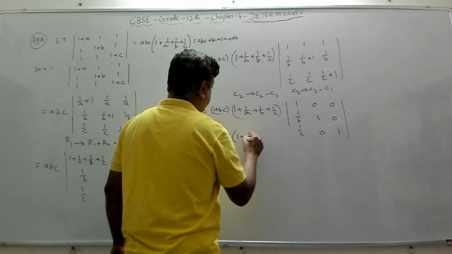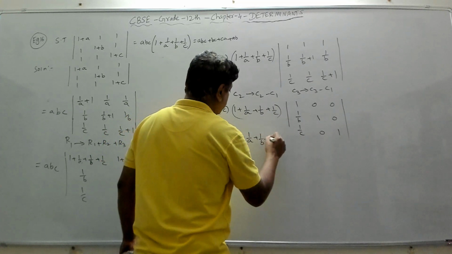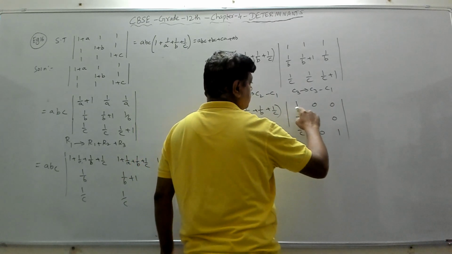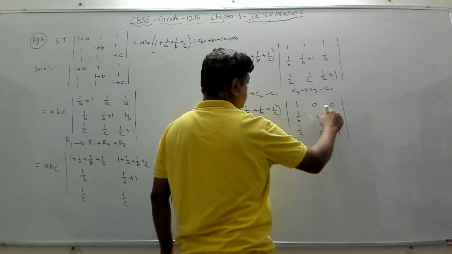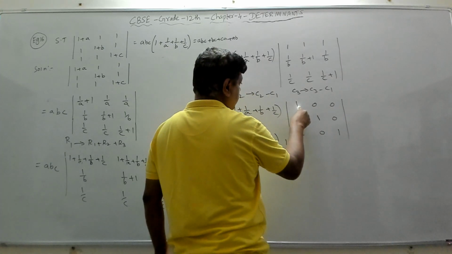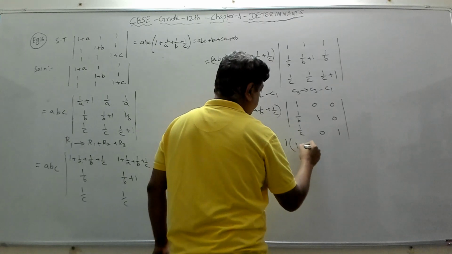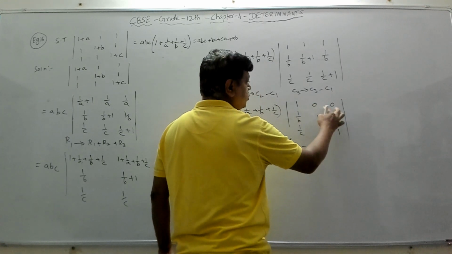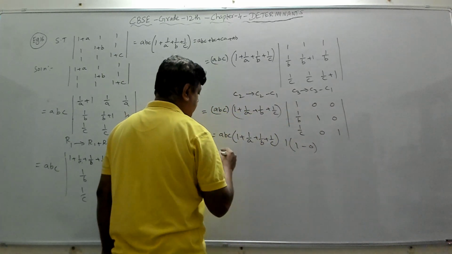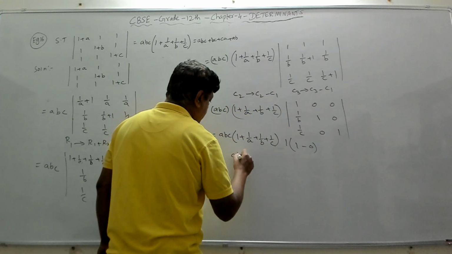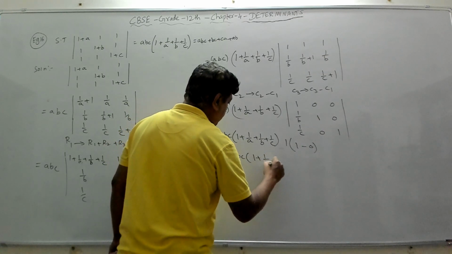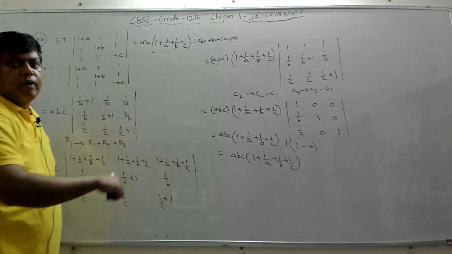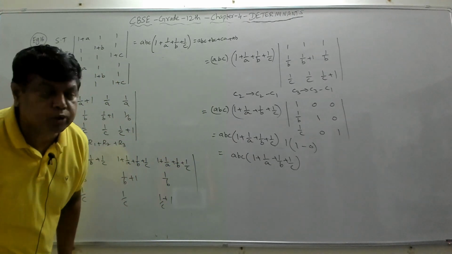Now we can expand through row 1. Through row 1, I'll get 1 into, this will get closed, this will get closed, 1 into 1 is 1 minus 0 into 0 is 0. After that, I have these two as 0, so I need not worry about these two elements. So we have expanded, and the value of the determinant becomes ABC into 1 plus 1 by A plus 1 by B plus 1 by C, which is what we are supposed to prove.